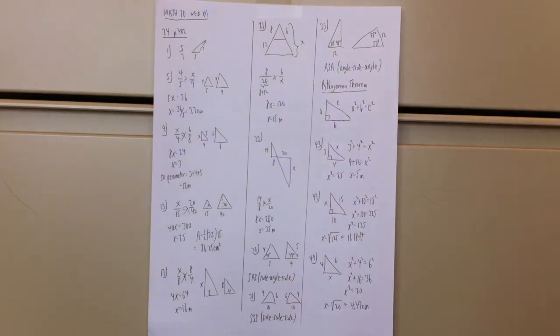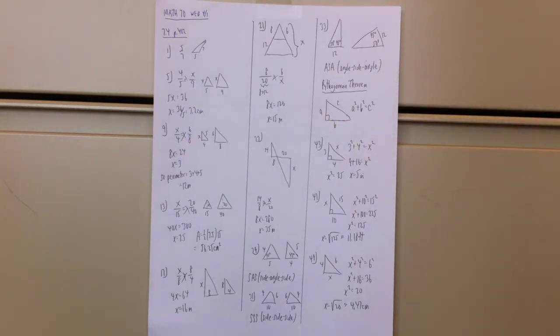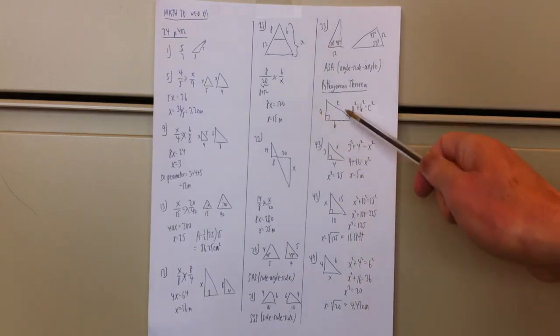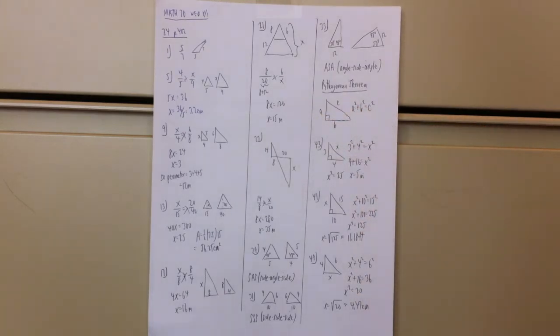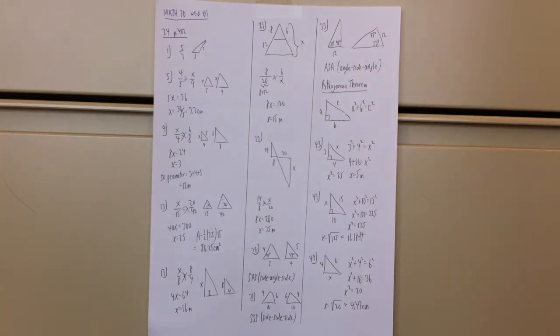Finally, we have some problems involving the Pythagorean Theorem. You might recall the Pythagorean Theorem states that if you have a right triangle, which has a right angle, and 3 sides, call them A, B, and C, C being the longest side, called the hypotenuse, then we have the relationship A squared plus B squared equals C squared.